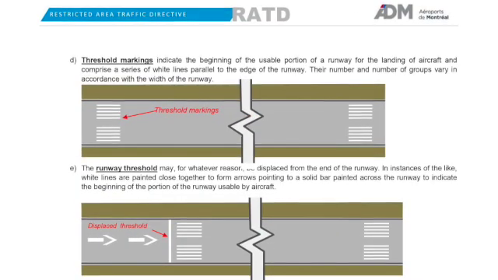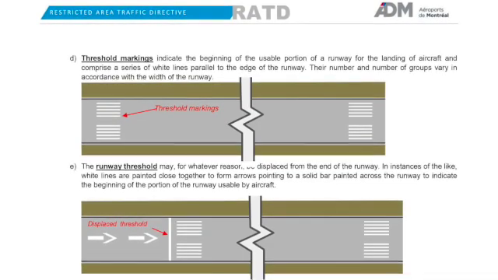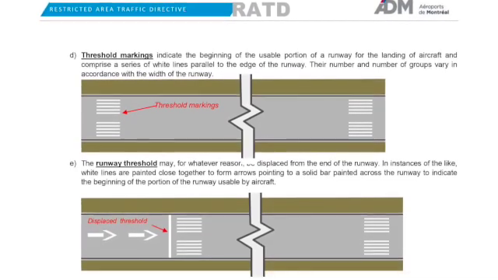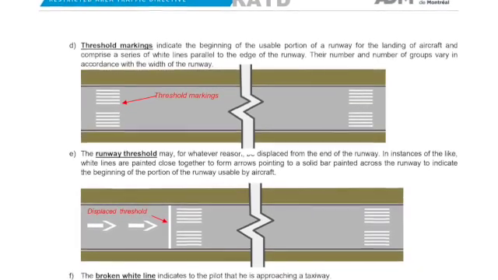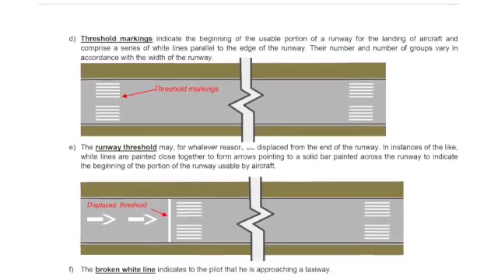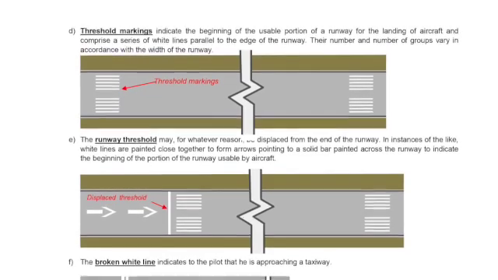D. Threshold markings indicate the beginning of the usable portion of a runway for the landing of aircraft and comprise a series of white lines parallel to the edge of the runway. Their number and number of groups vary in accordance with the width of the runway.